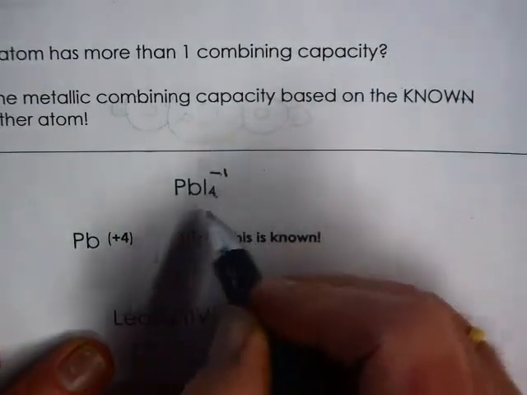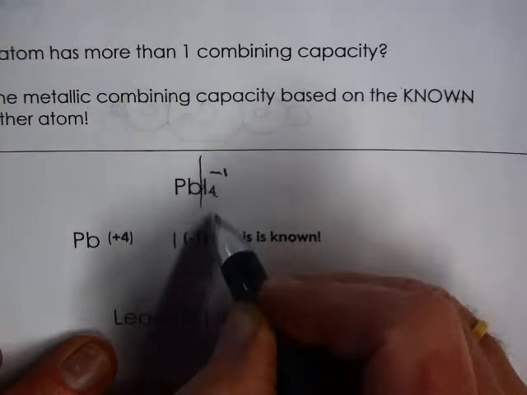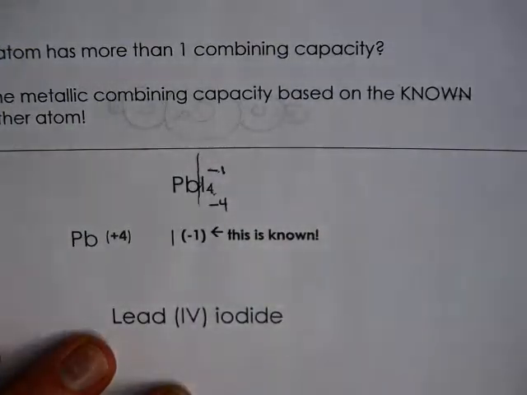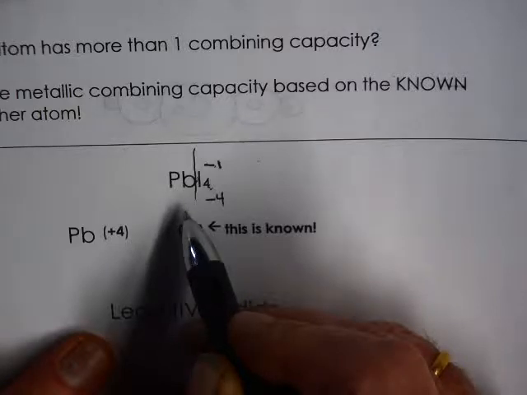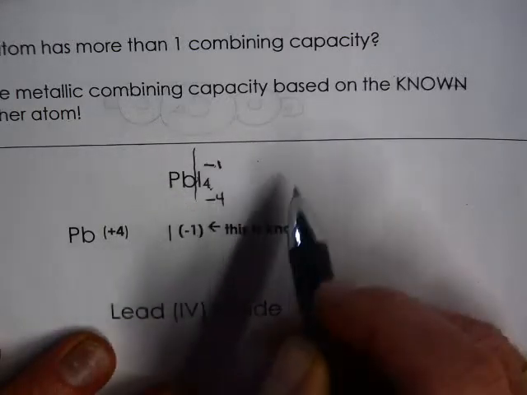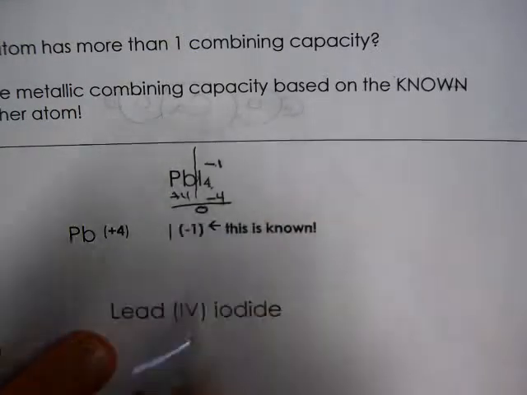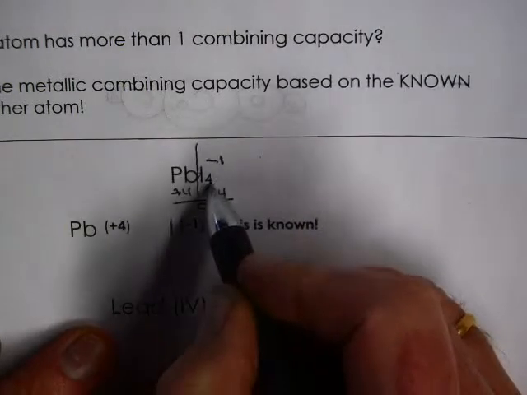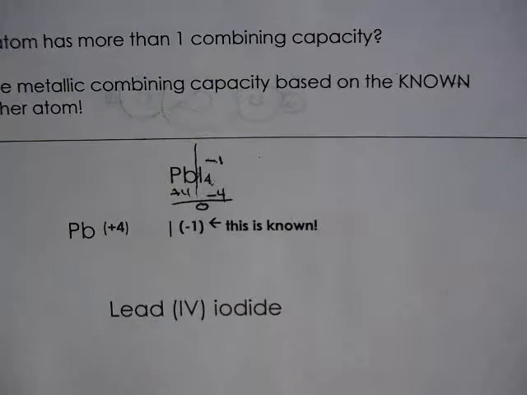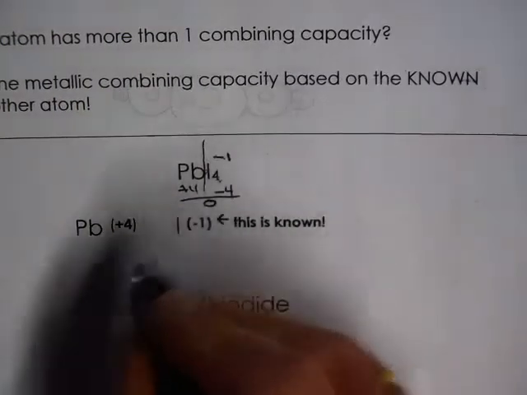Four times -1 is -4 total, and I've only got one lead atom. That means this has got to be +4, because together they have to equal 0. So when I look at this, I have to ascertain the combining capacity of the lead, and in this case, this is +4.